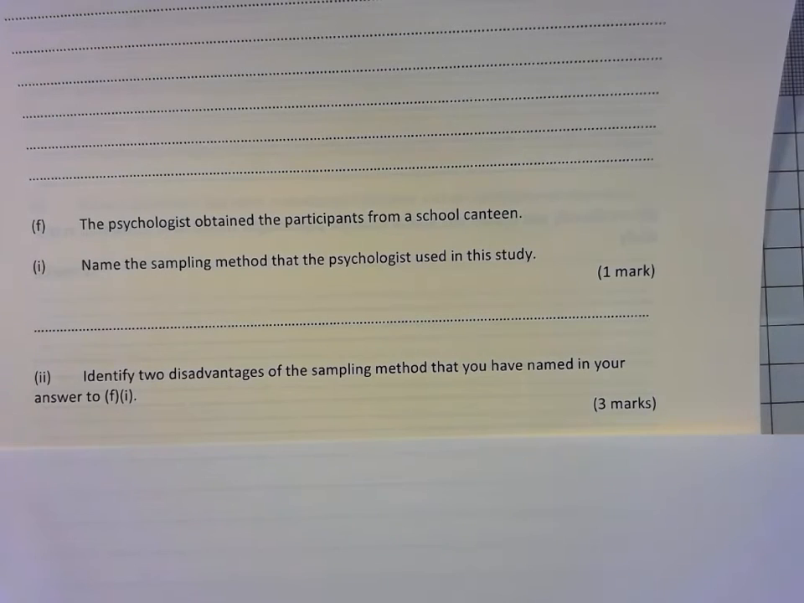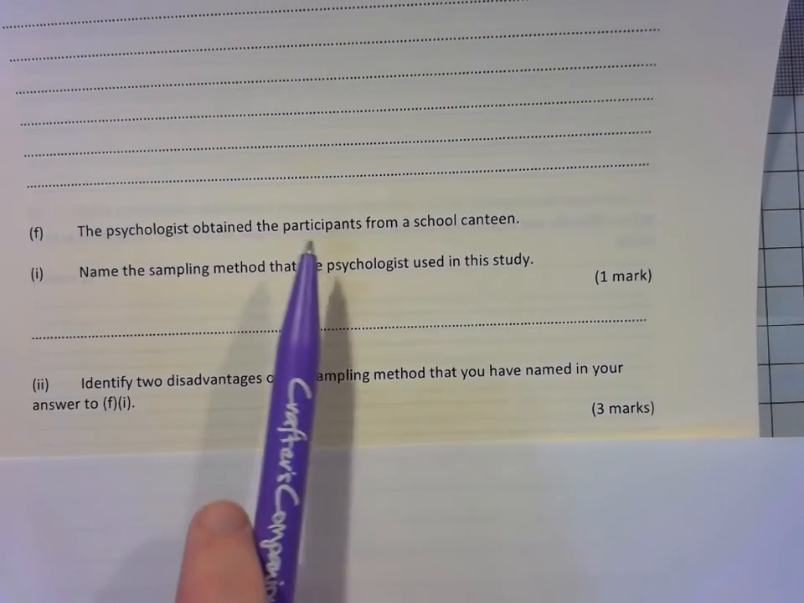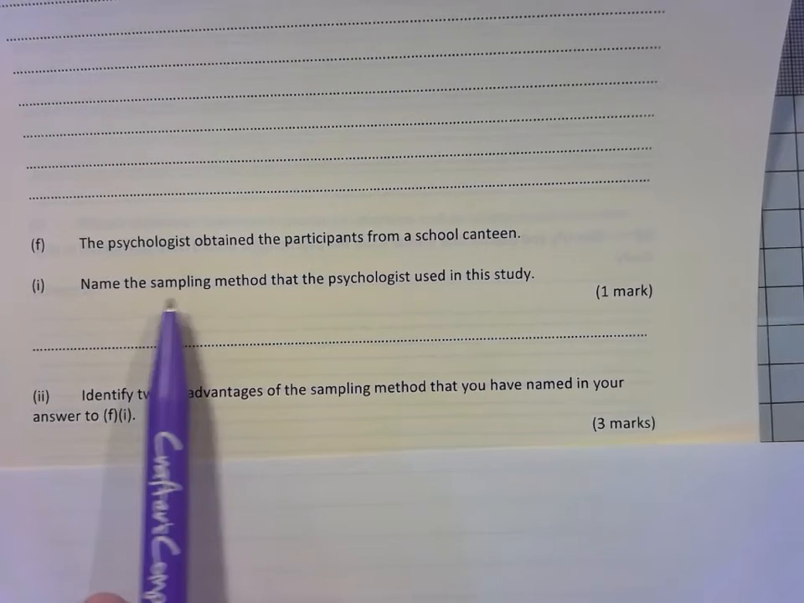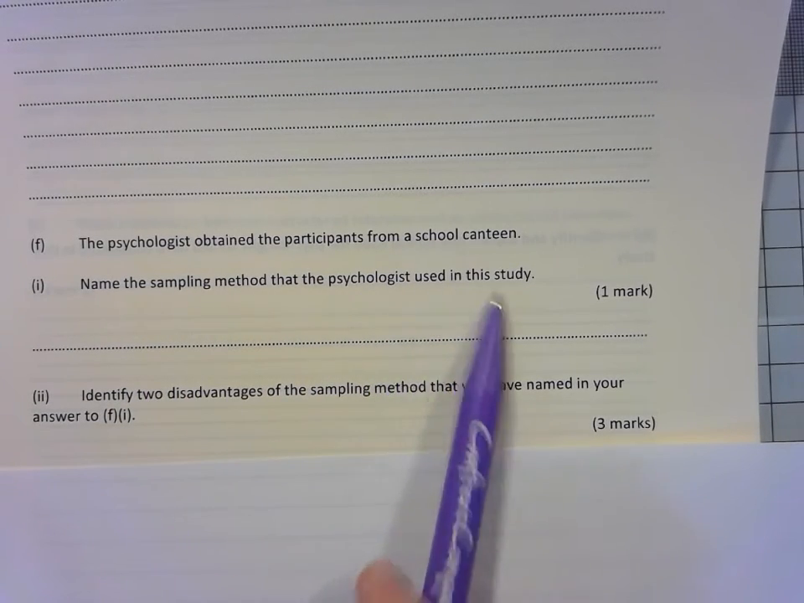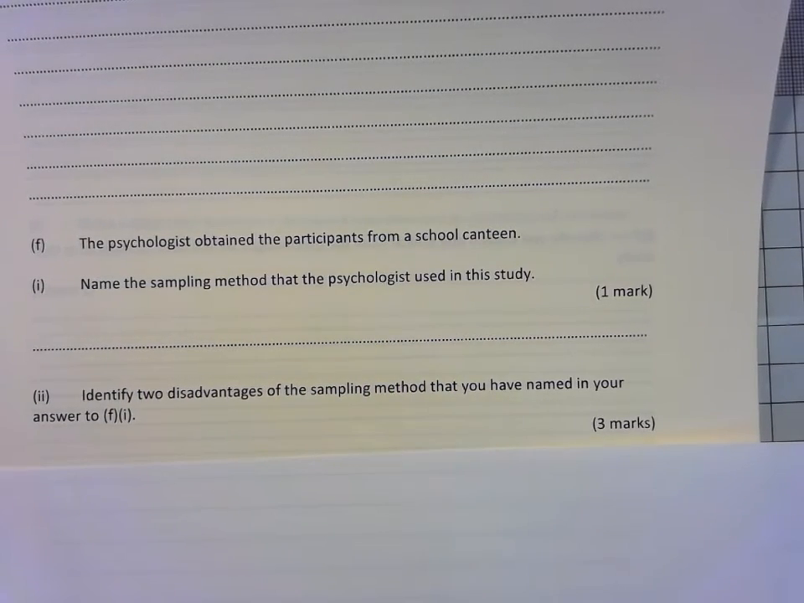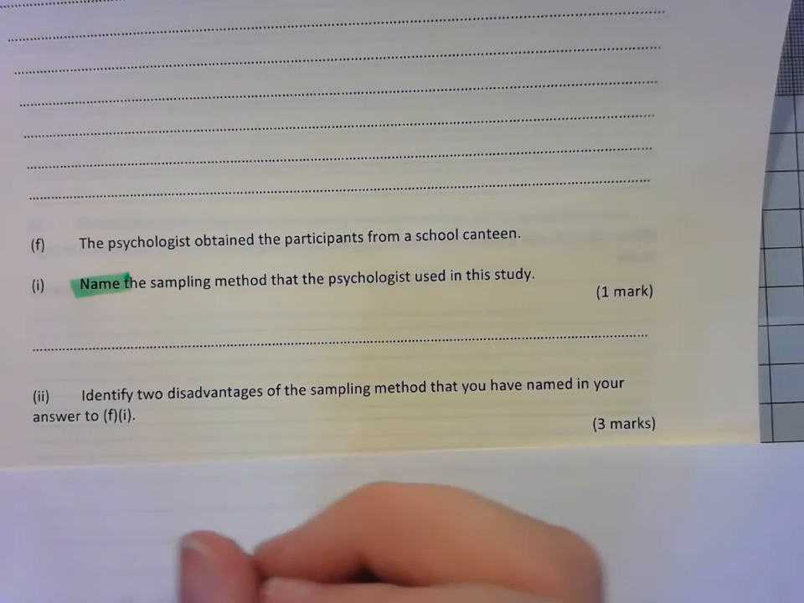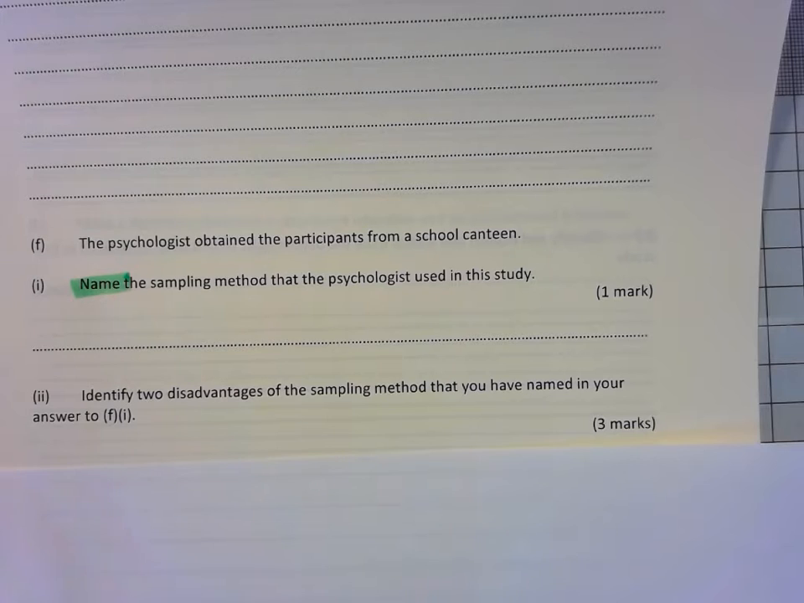Right, let's have a look at this question now then. So this question's all about sampling. The psychologist obtained the participants from his school canteen. Name the sampling method that the psychologist used in this study. I don't have to explain why I've gone for it, I don't have to describe it, I just name it for 1 mark. So again, this is a question where I can gain some time and use that time for my extended answer questions. So name it.